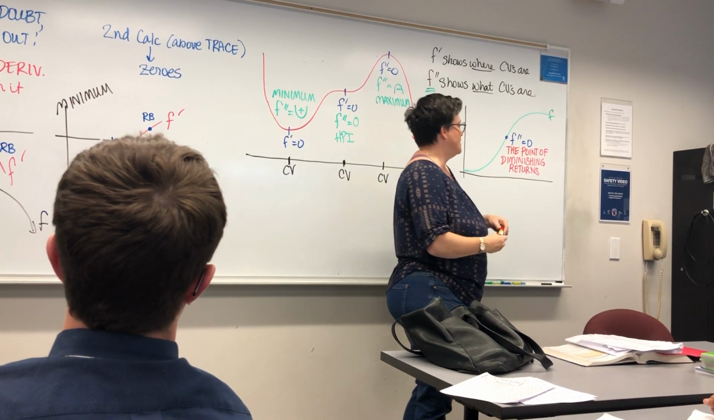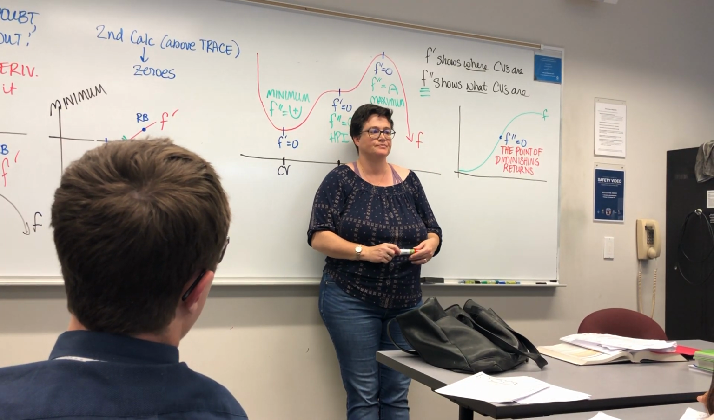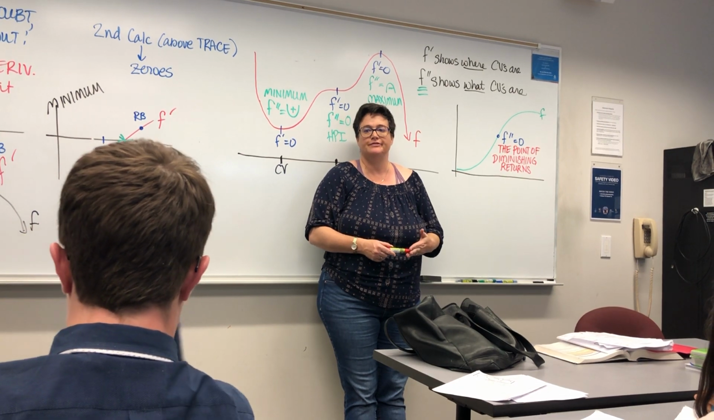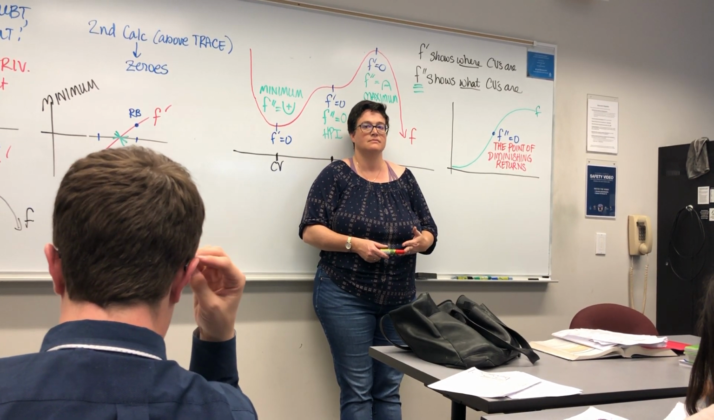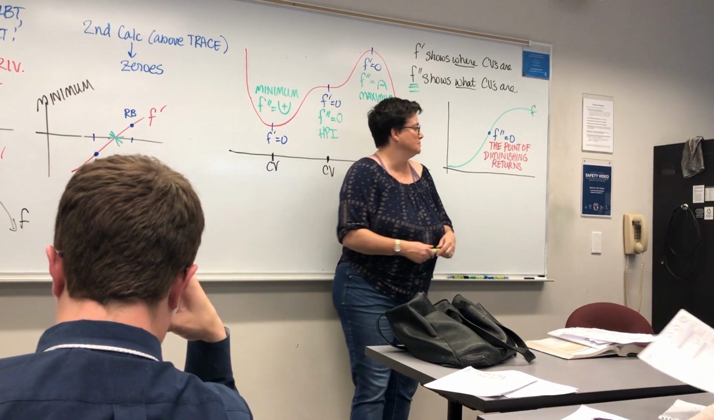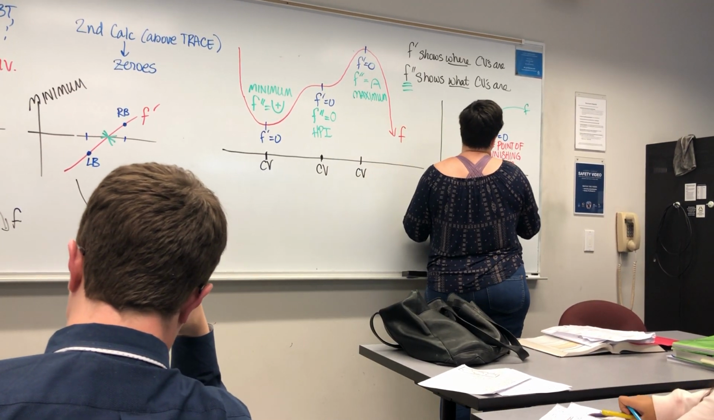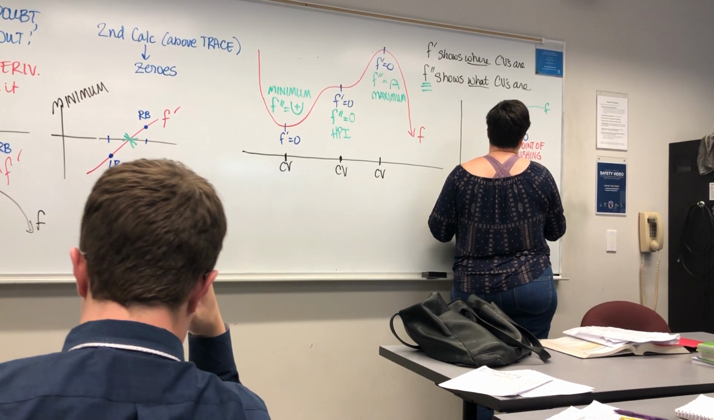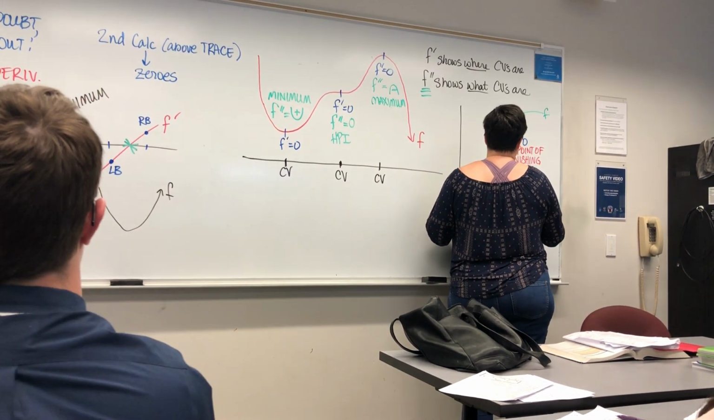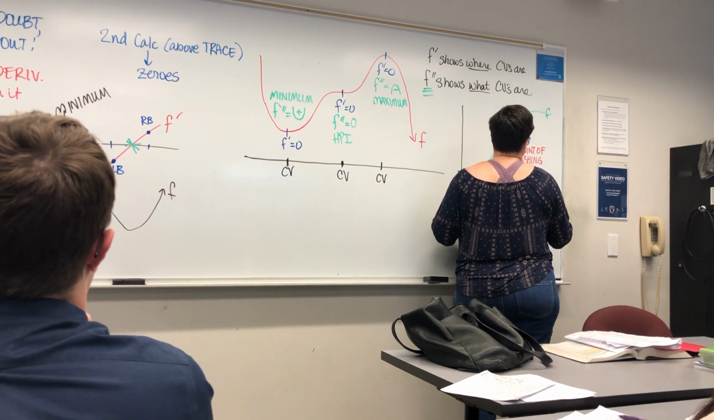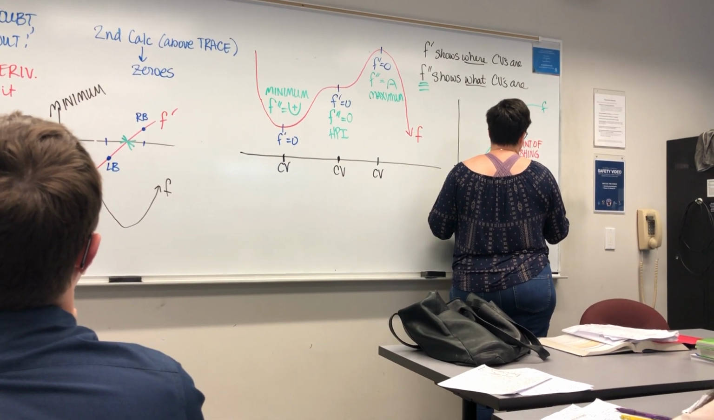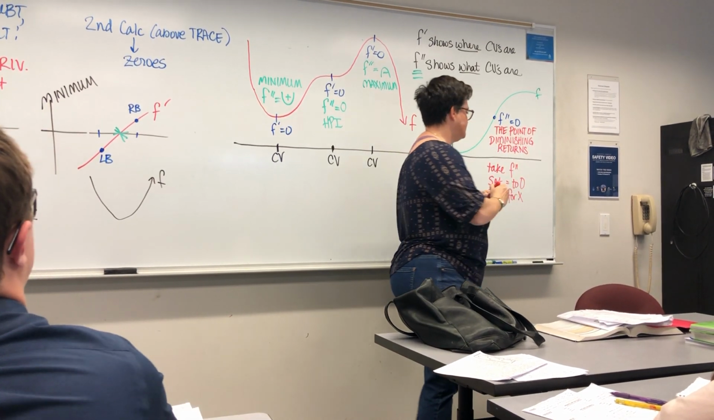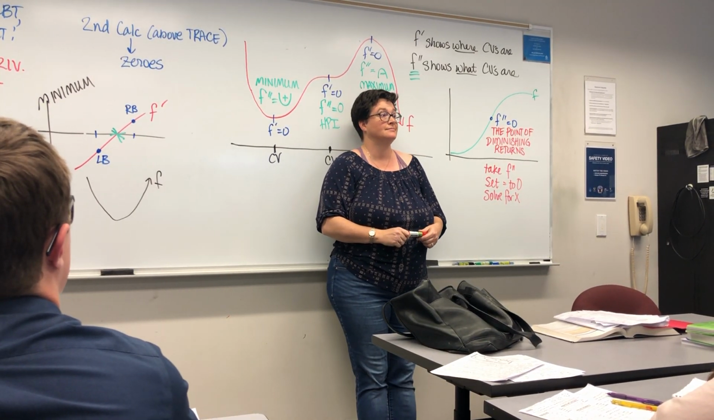So how do you find the point of diminishing returns? Take the second derivative, set it equal to 0, and solve for x. Groovy? So take the second derivative, set equal to 0, and solve for x. And that's it.